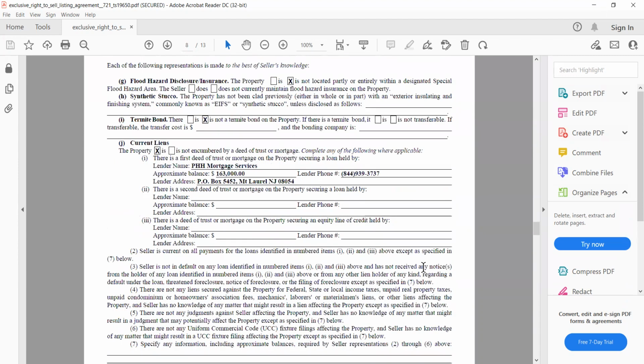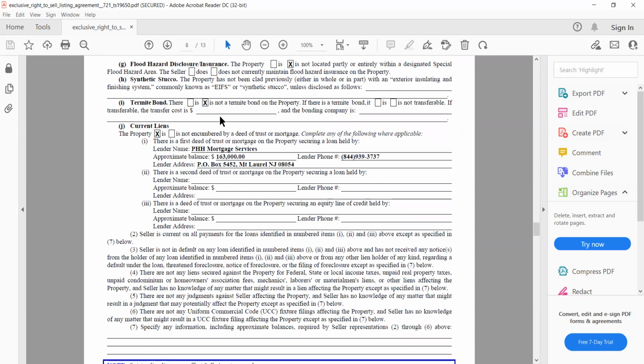We're moving on to page 8, flood hazard disclosure. Make sure you check a box, one or the other. Synthetic stucco. What should be here? If there's no synthetic stucco, there should be none or N/A. Subset I, termite bond. Is there a termite bond on the property?